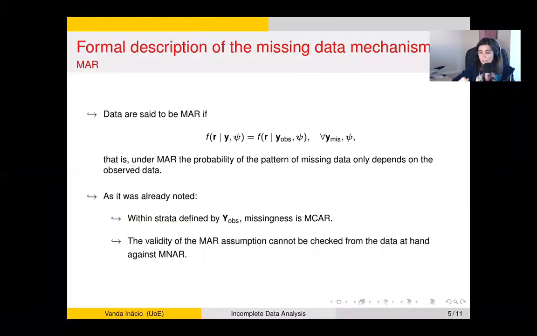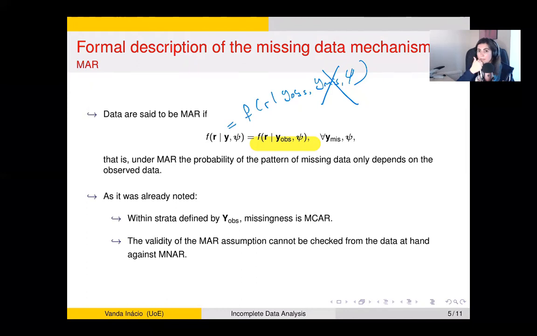Okay, now if we move to the missing at random case, we know that when data are missing at random, the missingness does not depend on the missing values. And so if we remember that we can write this as, and we know that the probability of our missing data pattern under missing at random does not depend on the missing values, and so it simplifies to this expression. And we have noted that also an essential feature of MAR is that when we condition on the observed variables, within the strata defined by the observed variables, the data is missing completely at random.